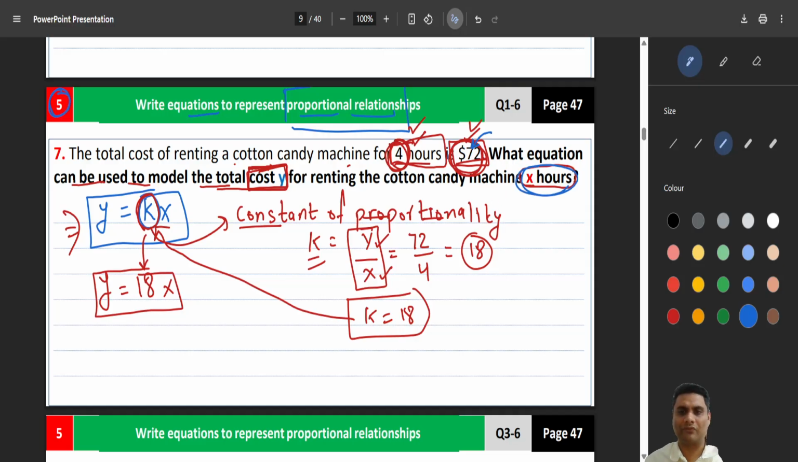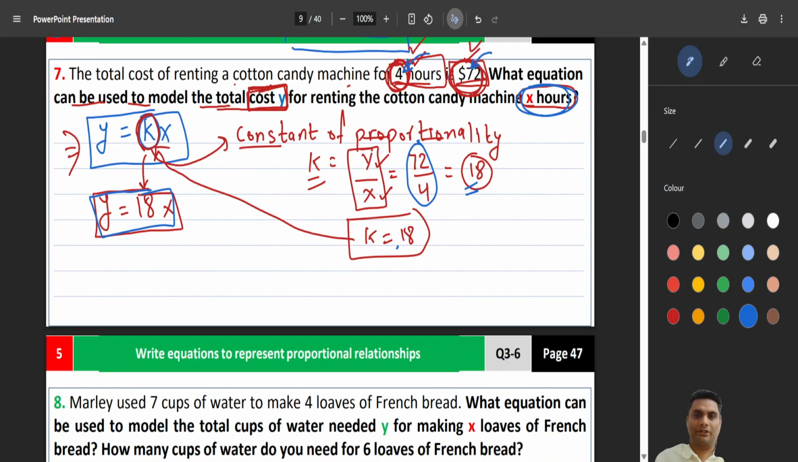X is the number of hours. So where is the hour? Here 4 is the hour. So the x becomes 4. 72 divided by 4 gives me 18. So k is 18. So I put the k back into the equation, and this is my final equation of the proportional relationship. Okay. Let us move to the next question.